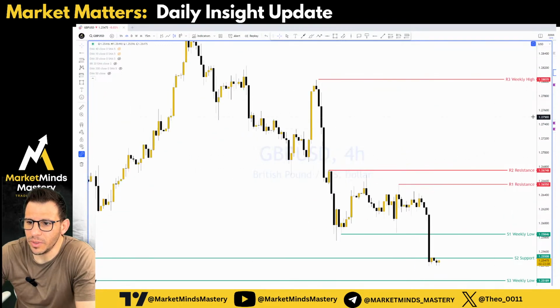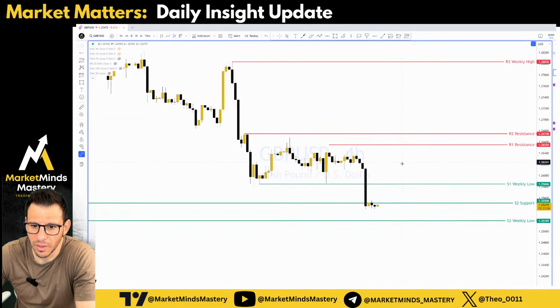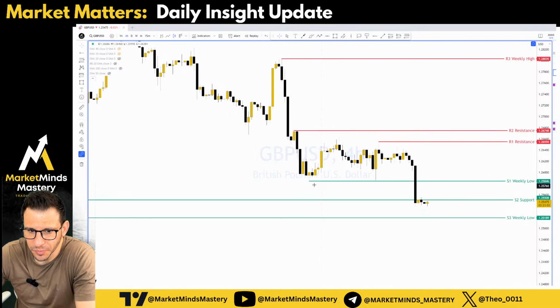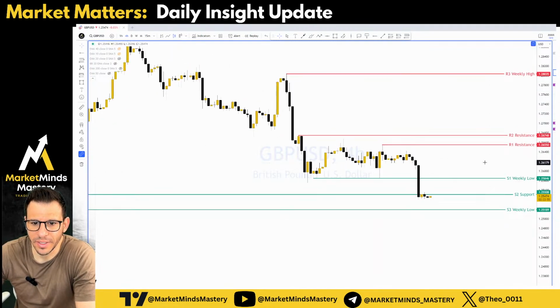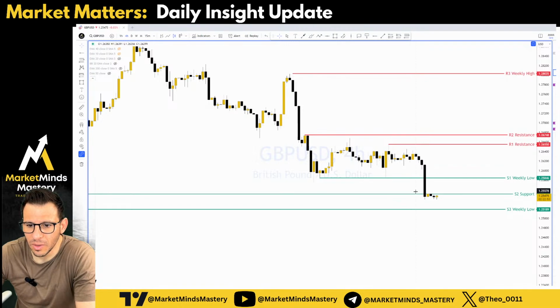Next one, Great British Pound and the US dollar, similar scenario. Finally, it broke to the downside, which is a great trading indication. Why? Because we can see more follow-through and continuation. So at this point, I'm not taking any trades right here. The only trade traders might be looking for is the breakout, but I believe the price is going to retrace before we see continuation to the downside.